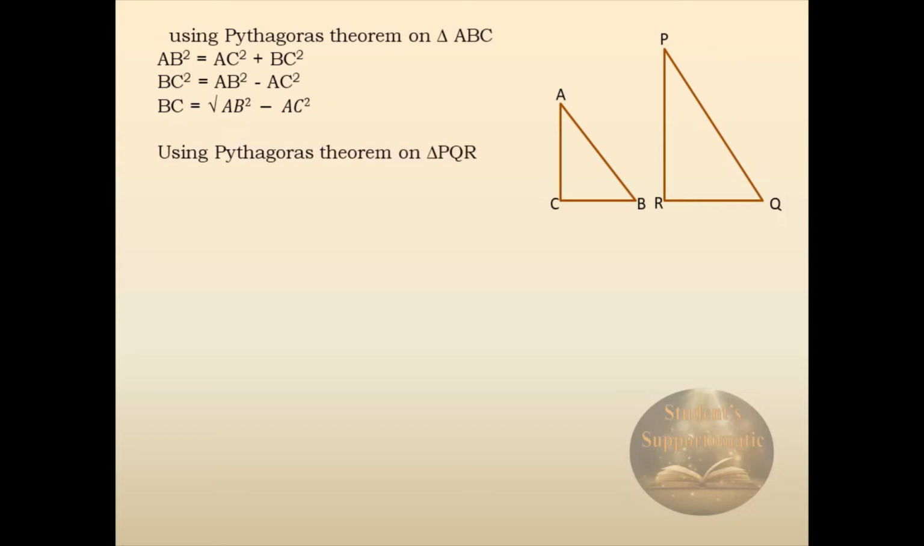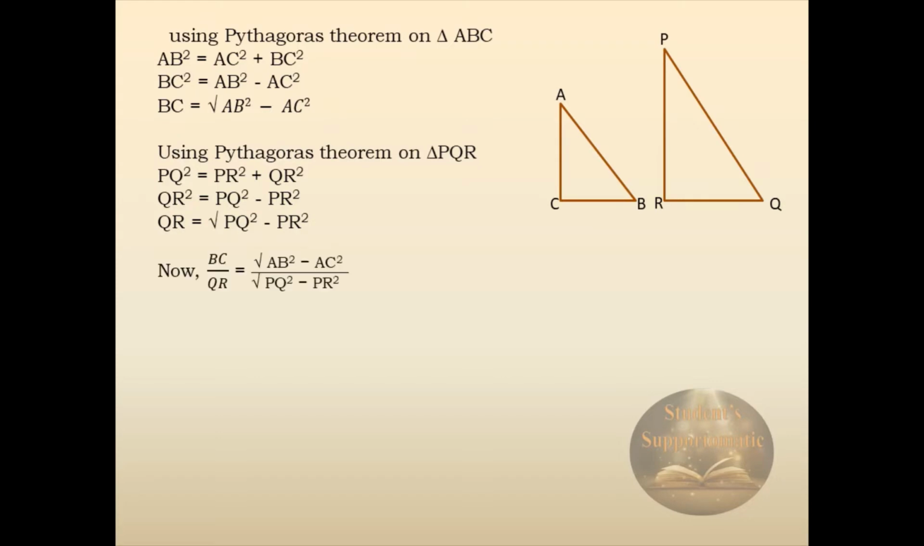Similarly on triangle PQR, we need the side QR. So PQ square is equal to PR square plus QR square. Now we need the QR square. So QR square is equal to PQ square minus PR square. Now QR is equal to square root of PQ square minus PR square. Now we will take the ratio of BC and QR, which is equal to square root of AB square minus AC square, divided by square root of PQ square minus PR square, that is the value of QR.